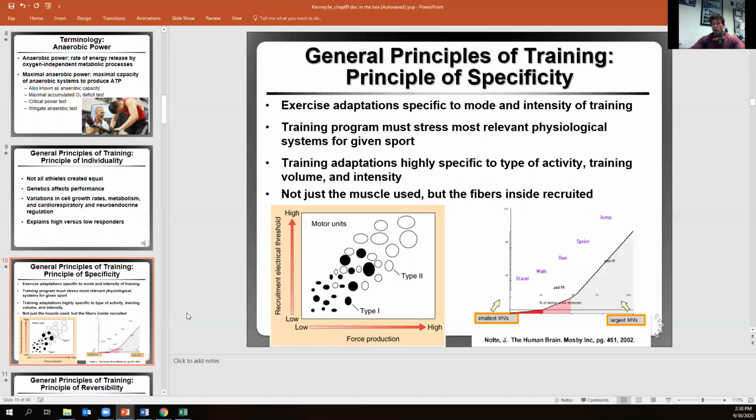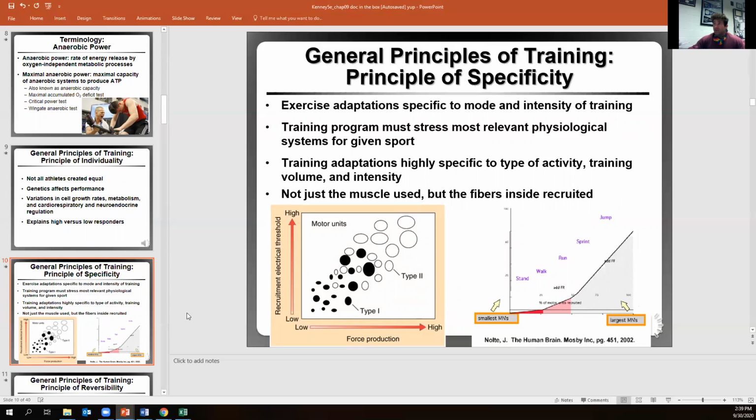specificity. We need to be training specifically for the things we want to get better at. And it's not just the muscles we're using, but the fibers inside of those muscles. So if you're trying to become a high-level sprinter, you've got to learn how to tap into all of those fibers in your lower body and make sure that you're developing them, not just your slow twitch, because it's not going to really help you with that top-end speed. It will help you with the endurance, but not the top-end speed.